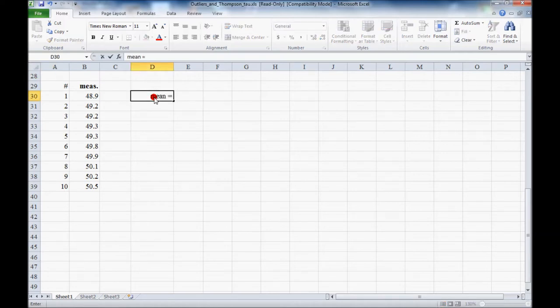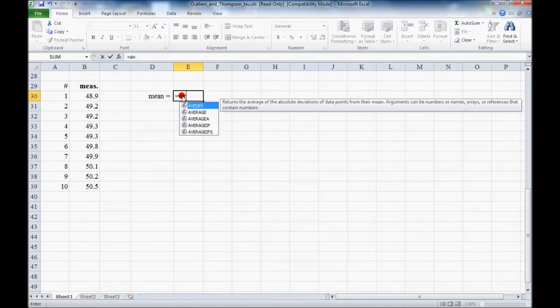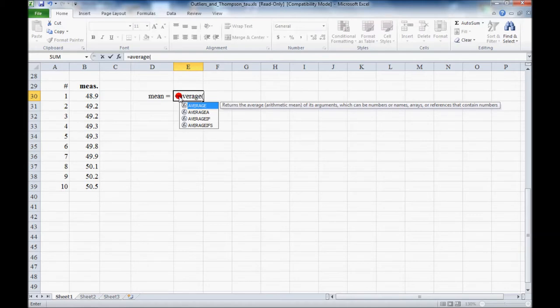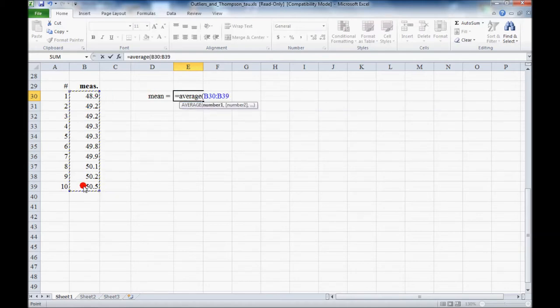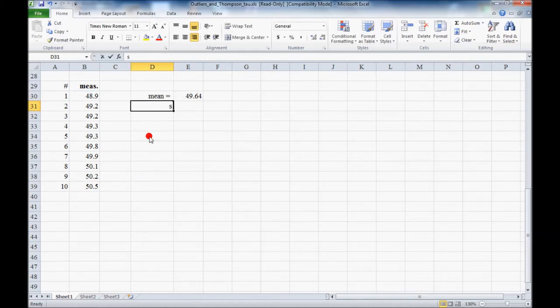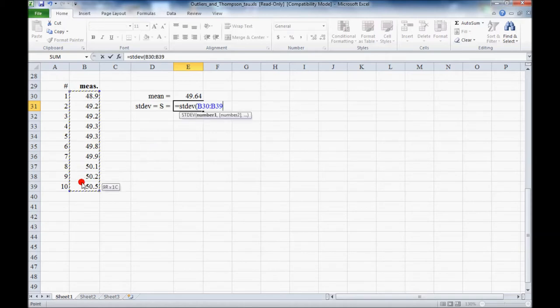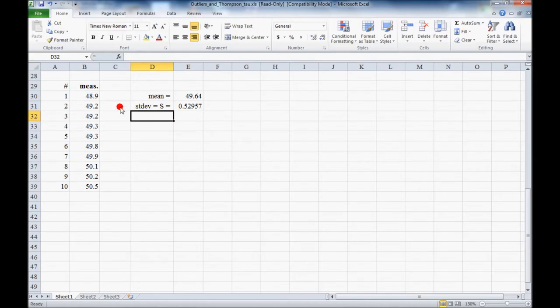So the mean is equal to, in Excel we type equal, average of this table, this column. That's our average. Standard deviation we'll call S, and in Excel we just type in STDEV, parentheses, and the values. That's our standard deviation.